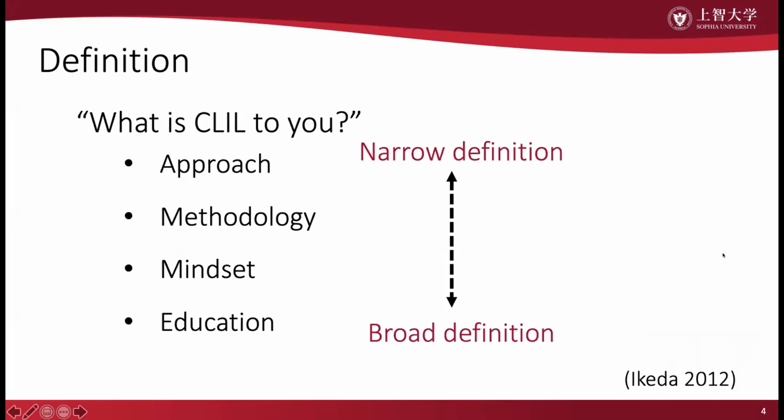So CLIL means different things to different people. For some, it has a narrower definition as a single approach. To others, it's more of a methodology or a mindset. Perhaps in the broadest definition, some would say that it's just good education or education itself. Most CLIL theorists would agree that CLIL is an umbrella term that covers dozens or more educational approaches, which makes it quite difficult to define.